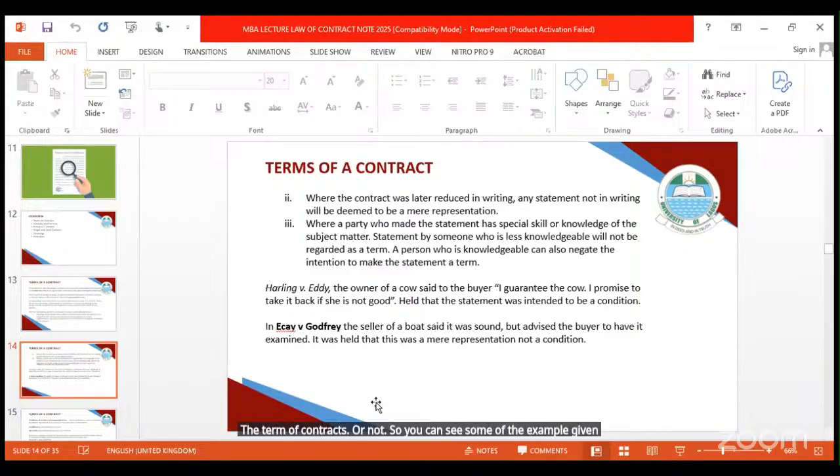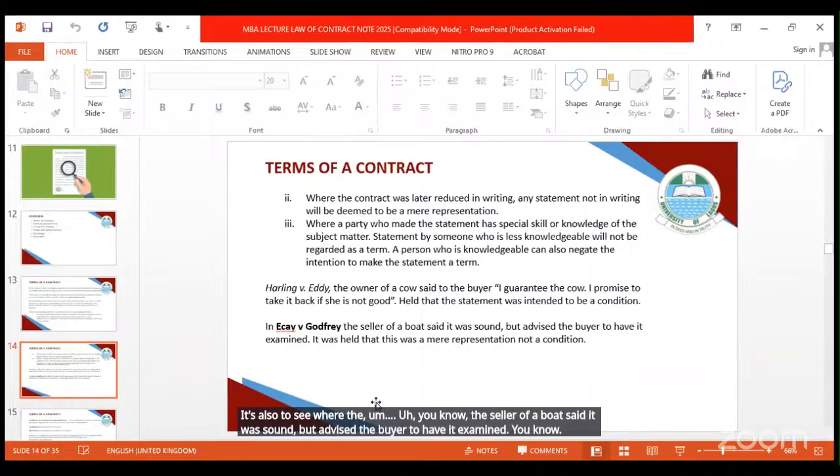Harley and Eddie, the owner of a cow, said, "Oh, I guarantee the cow. I promise to take it back if she's not good." It turned out to be a condition. Of course, you can also see where the seller of a boat said it was sound, but advised the buyer to have it examined.